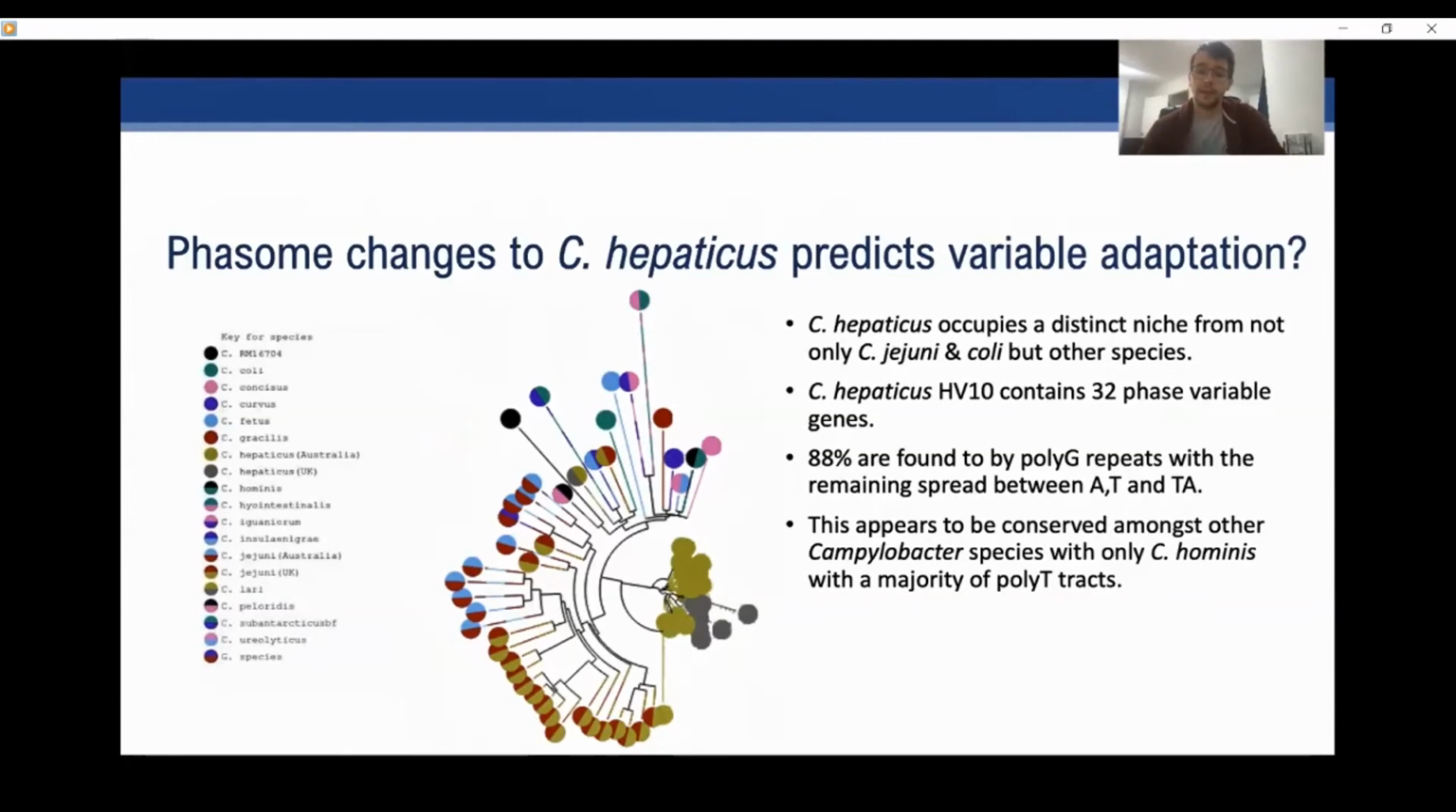And while it occupies this node, the actual mechanism of phase variation remains pretty constant, with the vast majority of these hypervariable repeat tracts being poly G, which is conserved amongst all other Campylobacter species, with one minor exception. So while the mechanism of phase variation is conserved between C. hepaticus and other Campylobacter species, the genes that phase variation might be acting upon are very different.